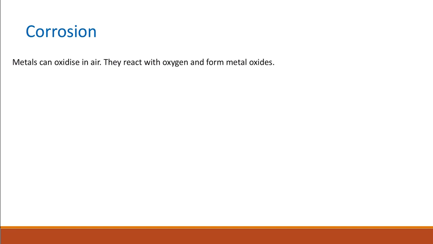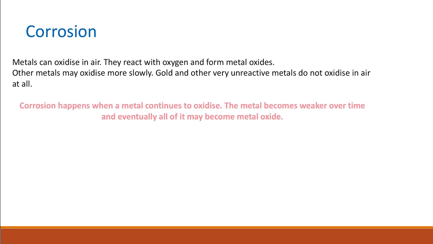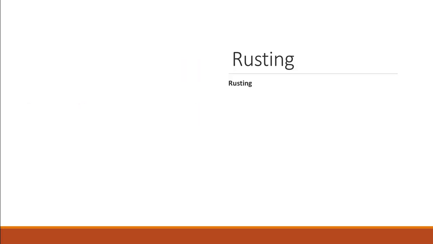Corrosion. Metals can oxidize in air. They react in air to form metal oxide. Some metals are very reactive like sodium and they can react very quickly. Other metals are much less reactive like silver, which doesn't react with air to form oxides. Corrosion happens when a metal continues to oxidize. The metal will become weaker over time and eventually all of it will become metal oxide.